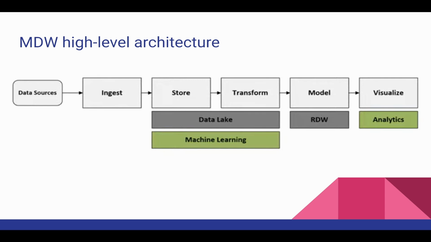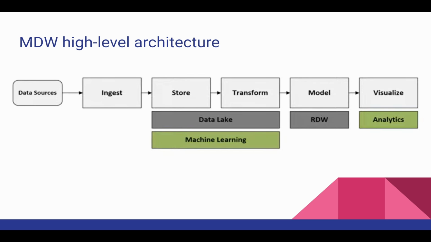Then we do the transform. Here we use these cloud-based clusters of virtual machines to do the massive parallel processing of this data without putting any sort of pressure on a relational database. And then we have the model, and this is our familiar relational data warehouse, something that we've been using before. But here it's not the whole system, it's just the end of the line.